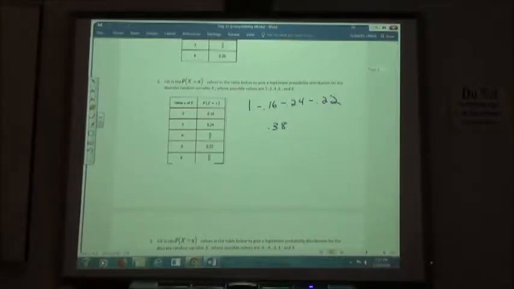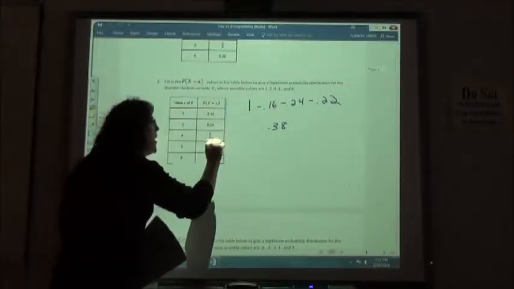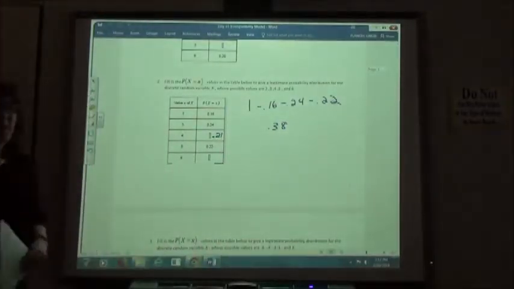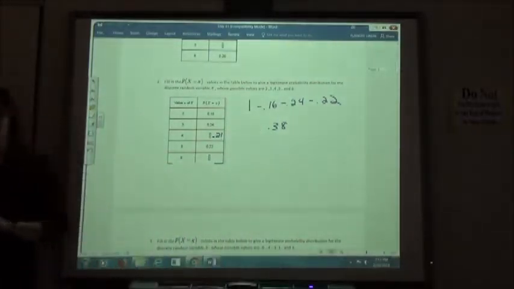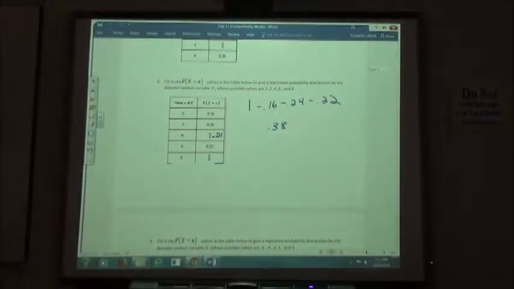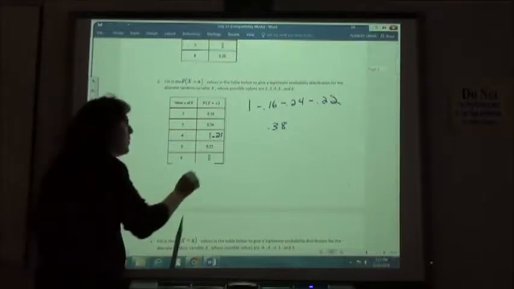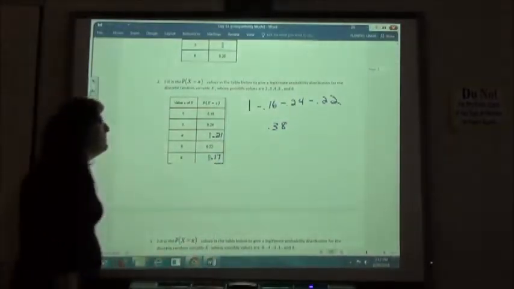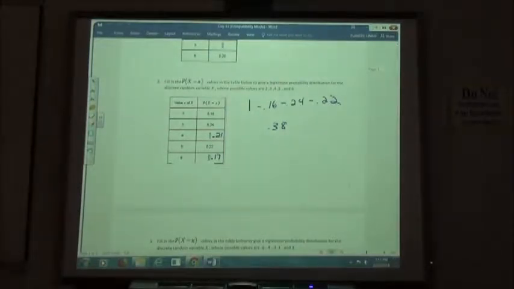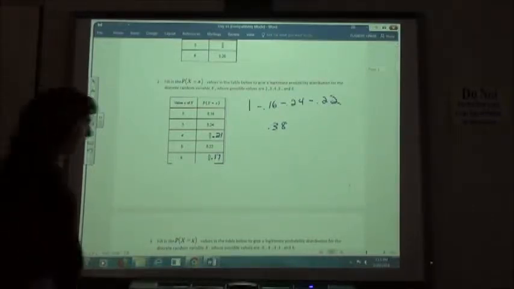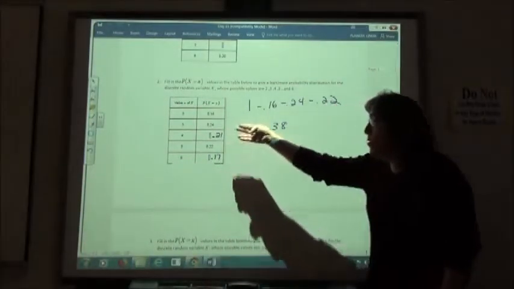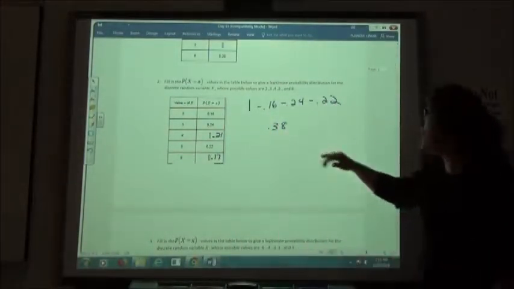Pick one for the first one. 0.21. Okay. If that one's 0.21, what would this one down here have to be in order to add up to the 0.38? 0.17, right? The 0.21 plus the 0.17 add up to 0.38. If you added all 5 of them, they should add up to 1. So it doesn't matter which pair you use as long as they add up to what we have left here.